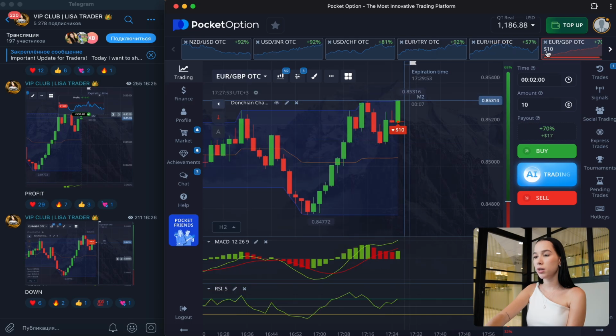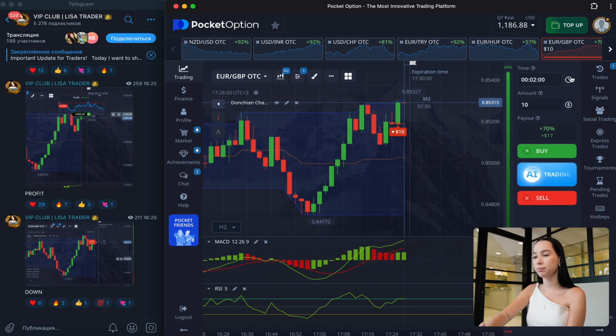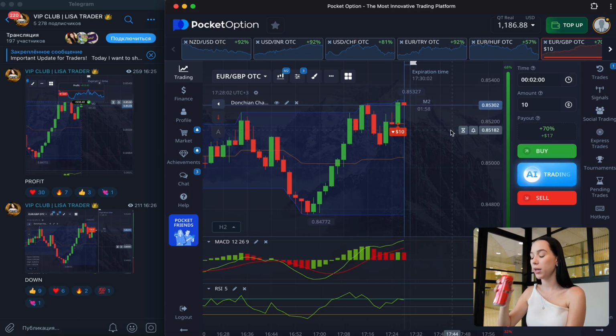Okay, so just a little bit of time till the end of our trades, and I think we're not gonna close it yet. Reverse in the upward direction again. Okay, it's playing with us.